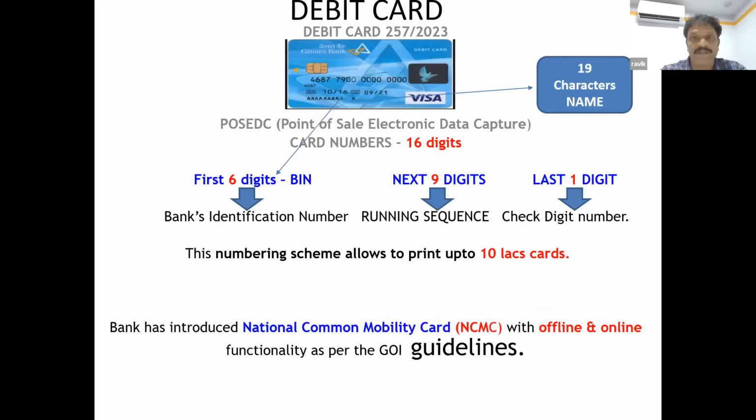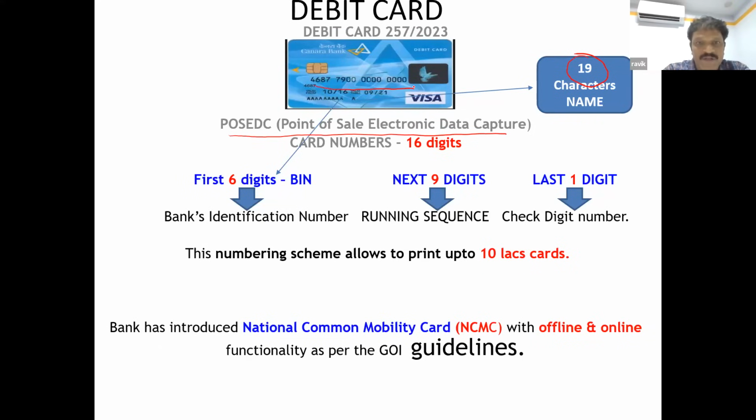First one is your debit card policy. In the debit card policy, as you know very well about debit cards, only thing is we never observe what exactly these numbers reflect. Let us see. See, POSDAC means point of sale electronic data capture. Full forms also very important. Sometimes he will ask. Then comes the name. How many characters we can emboss? It is 19 characters name that in debit card it can be embossed. Very important. Then card numbers, always we see 16 digits, right? But these 16 digits will reflect something. Let us see what it reflects.